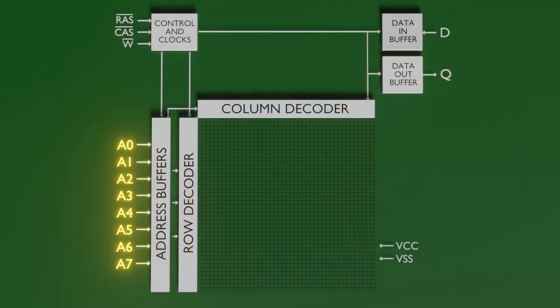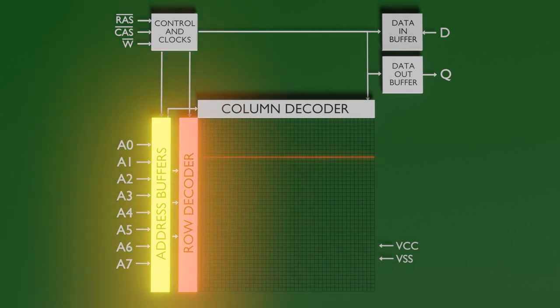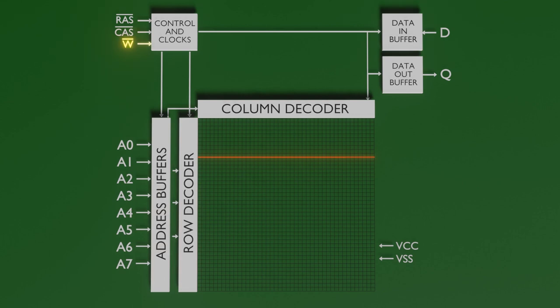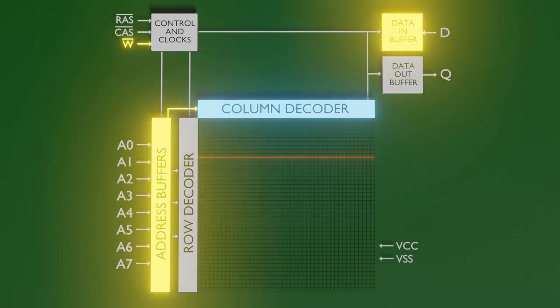The write operation works in a similar way. The row address is set, then the write pin is brought low, and the data bit destined to be written can be set alongside the column address. When the CAS pin is brought low, the memory address is updated with the new value that is inside the data in buffer.